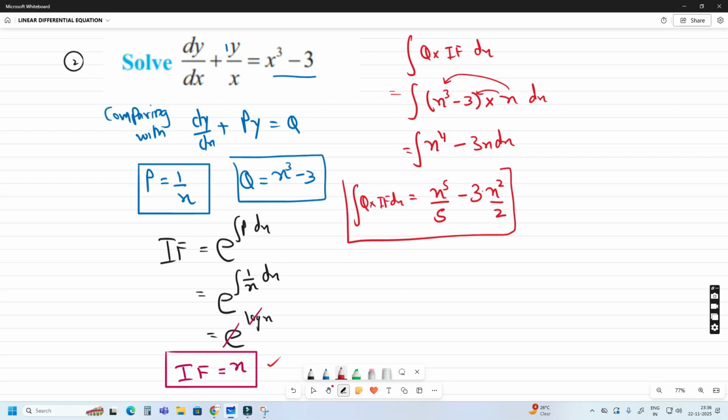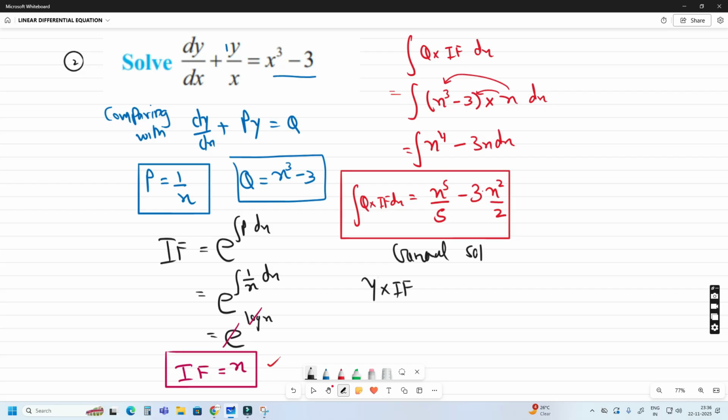So we'll put this inside the box, and now therefore the general solution, now you'll find out the general solution, that is integration, y into IF is equal to integration of Q into IF dx plus c. So y will be as it is. In place of IF, the value is x, integration of this you can copy from here, that is x raised to 5 upon 5 minus 3x square upon 2 plus c.